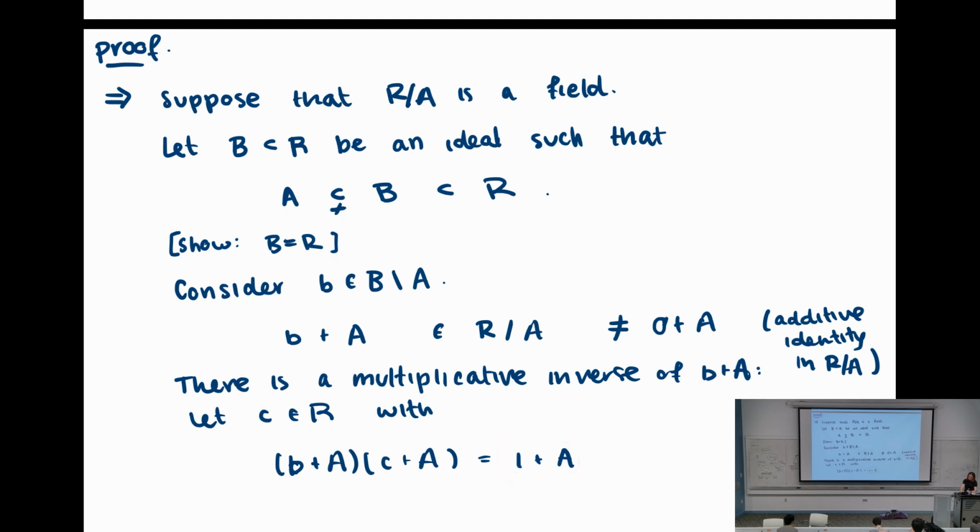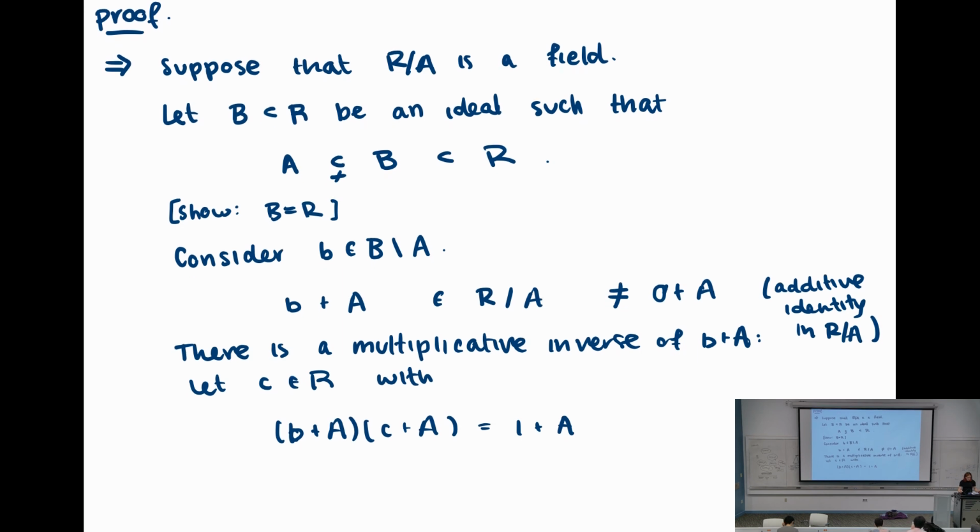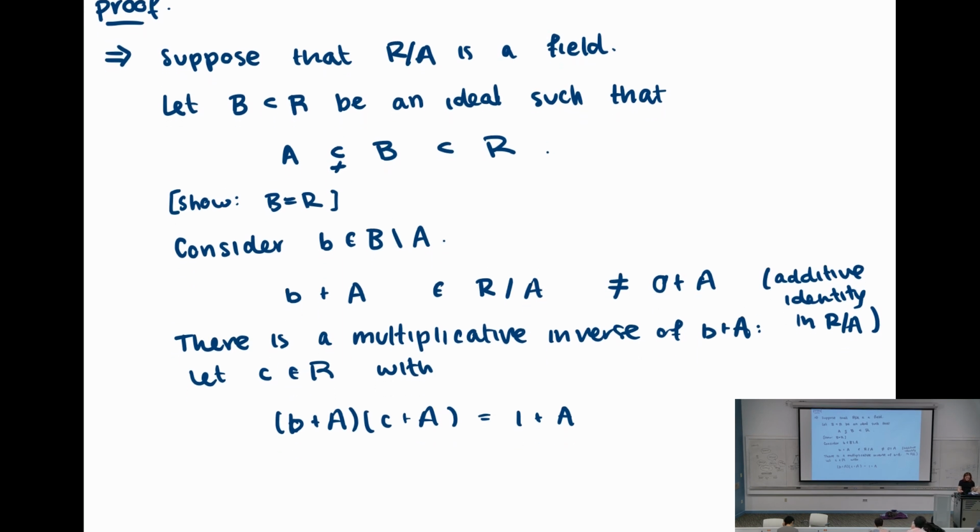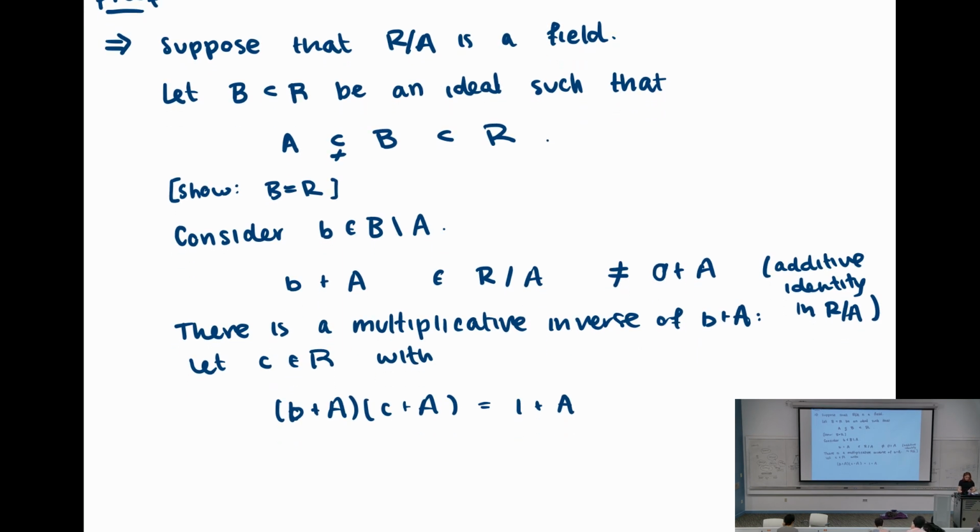So saying that b plus A has a multiplicative inverse just means that there's something that we can multiply it by to get the multiplicative identity. Okay, so let's just write this out. So this is, by definition, equal to bc plus A. So this is equal to 1 plus A.